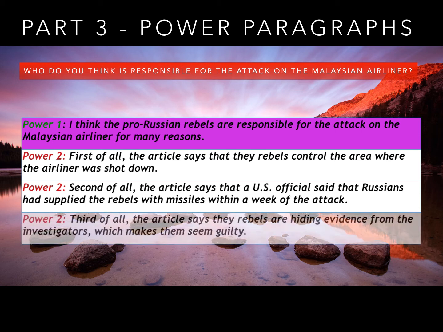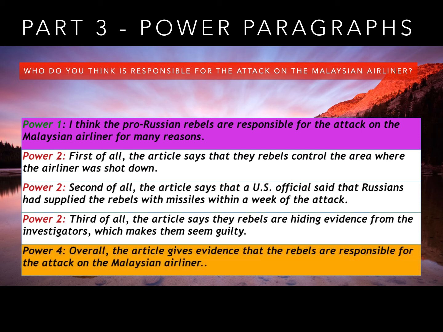My third Power 2 sentence says, third of all, the article says the rebels are hiding evidence from the investigator, which makes them seem guilty. So in this Power 2 sentence, it has the evidence from the article and also just an added on which makes them seem guilty, which allows the writer to explain his or her point of view. And again, the Power 4 sentence starts with the transition word, overall. The article gives evidence the rebels are responsible for the attack on the Malaysian airliner.